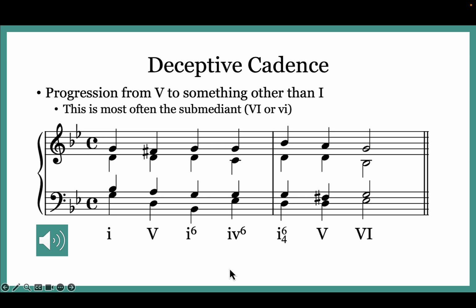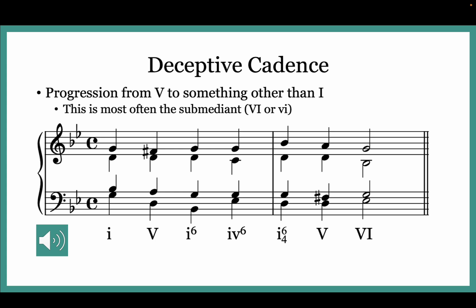Now we have a deceptive cadence. That's when we have a 5 that goes to something other than a 1. Usually it's the 6. That's the most common type of deceptive cadence, but that doesn't mean that it couldn't be a minor 2 or a 3 or something else. So it's usually a 6, but it doesn't always have to be.